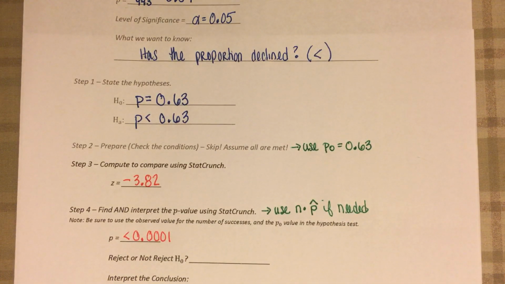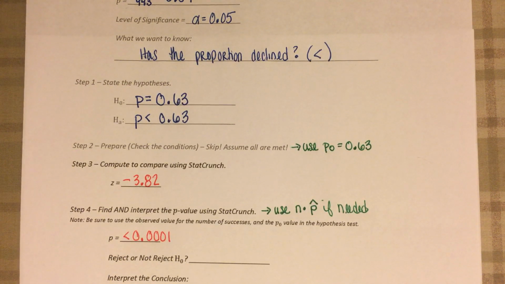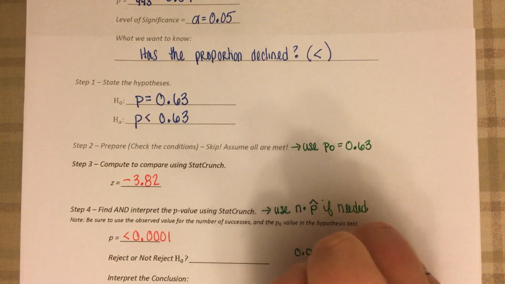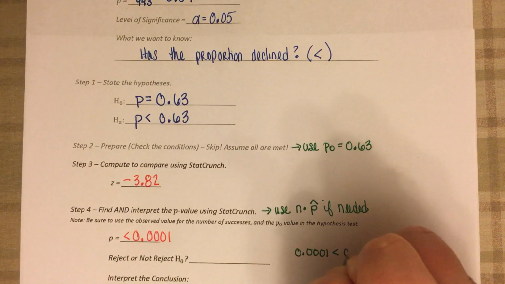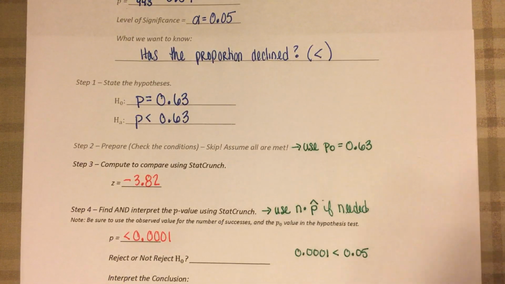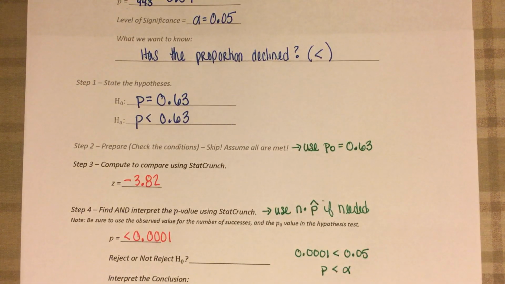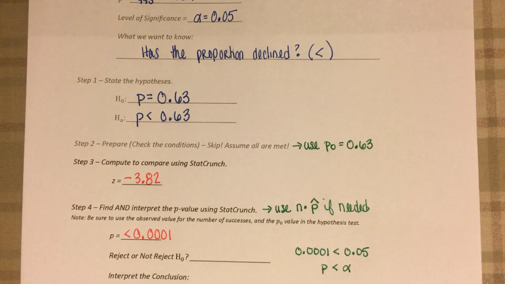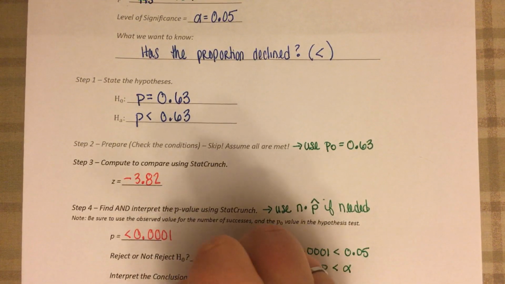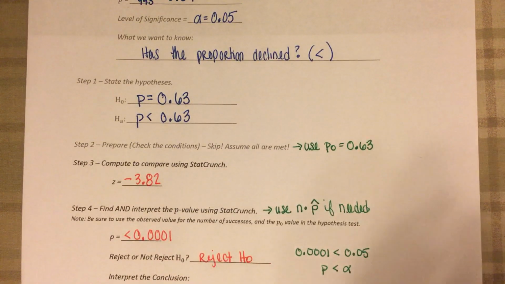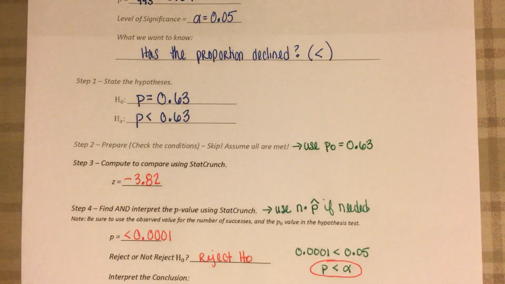All right, so looking at our particular problem, our p is 0.0001. So 0.0001 is less than our significance level. Our p is less than alpha. So going back to what we just looked at on the previous page, since p is less than alpha, that means that we are going to reject our null hypothesis. We're going to reject our null hypothesis because p is less than alpha.